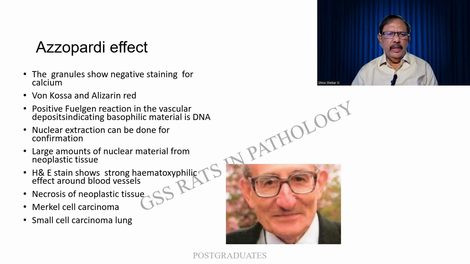This is what we see. So, the granules are negative for staining with calcium, but positive for von Kossa and alizarin red. We had seen this in another class also. And it is positive for a Feulgen reaction, in which there is a basophilic material of DNA. Nuclear extraction can be done for confirmation, and you find a large amount of nuclear material in this. H&E shows hematoxyphilic material, and there can be necrosis in the background. Merkel cell carcinoma, small cell carcinoma, for that matter, any tumor with a high cell turnover can have this.